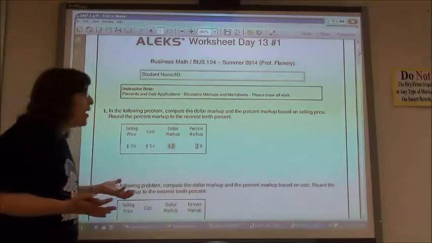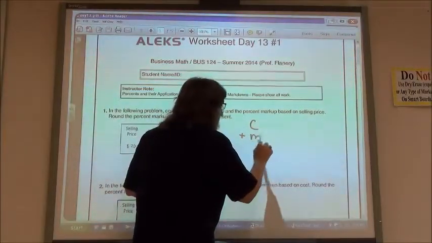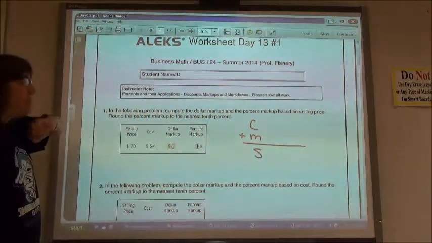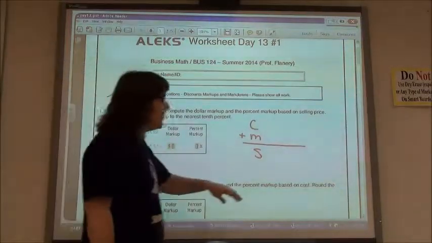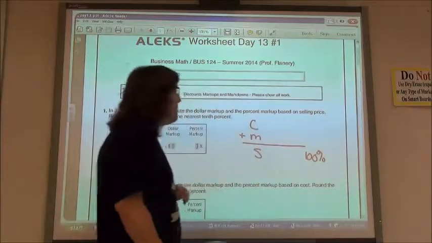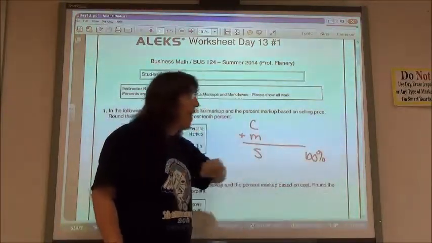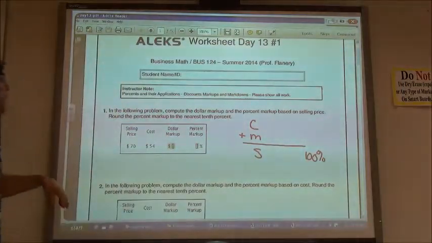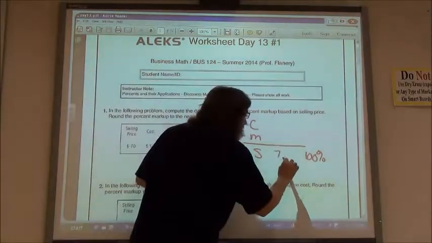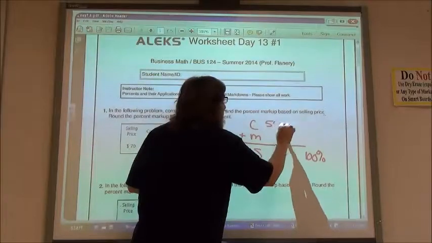When you're working out problems, we know that we take the cost plus the markup to equal the selling price. If it's based on the selling price, that's going to be the 100%. That's what my base is. So the percent of the cost plus the percent of the markup would have to add up to 100%. Here it says that my selling price is $70. My cost is $54.